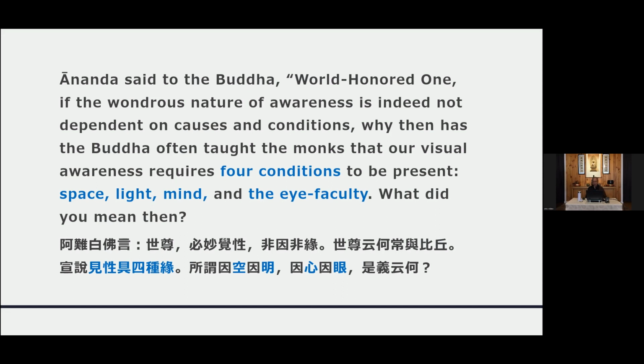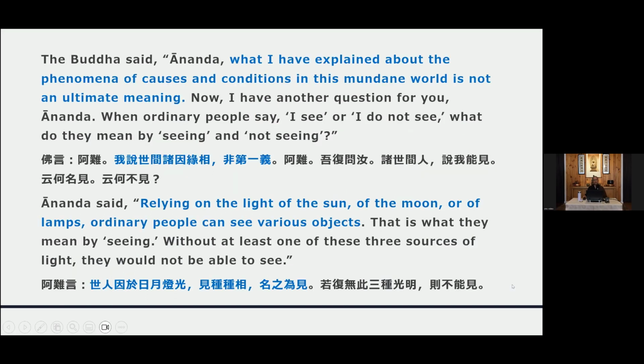And here, Ananda says, you talk about the 4 conditions for us to see, you know, space. The object cannot touch my eyes. It needs space for me to see. And it needs light, right? And it needs my awareness to be here. The faculty, eye organs to be here. And now the Buddha says that, okay, what I have explained about the phenomena of causes and conditions in this mundane world is not an ultimate meaning. Okay, just straightforward. I use it to explain phenomena in the mundane world, but it's not ultimate, because I'm talking about the super mundane right now.